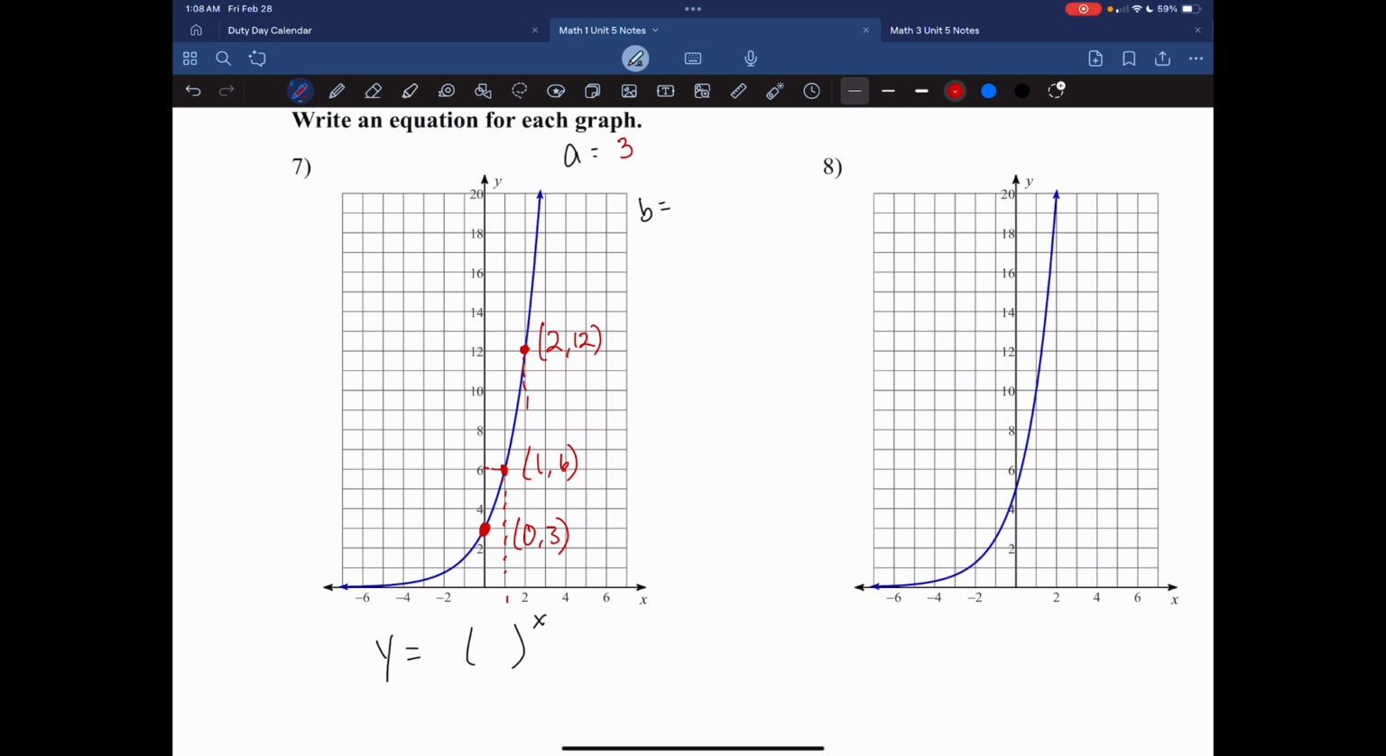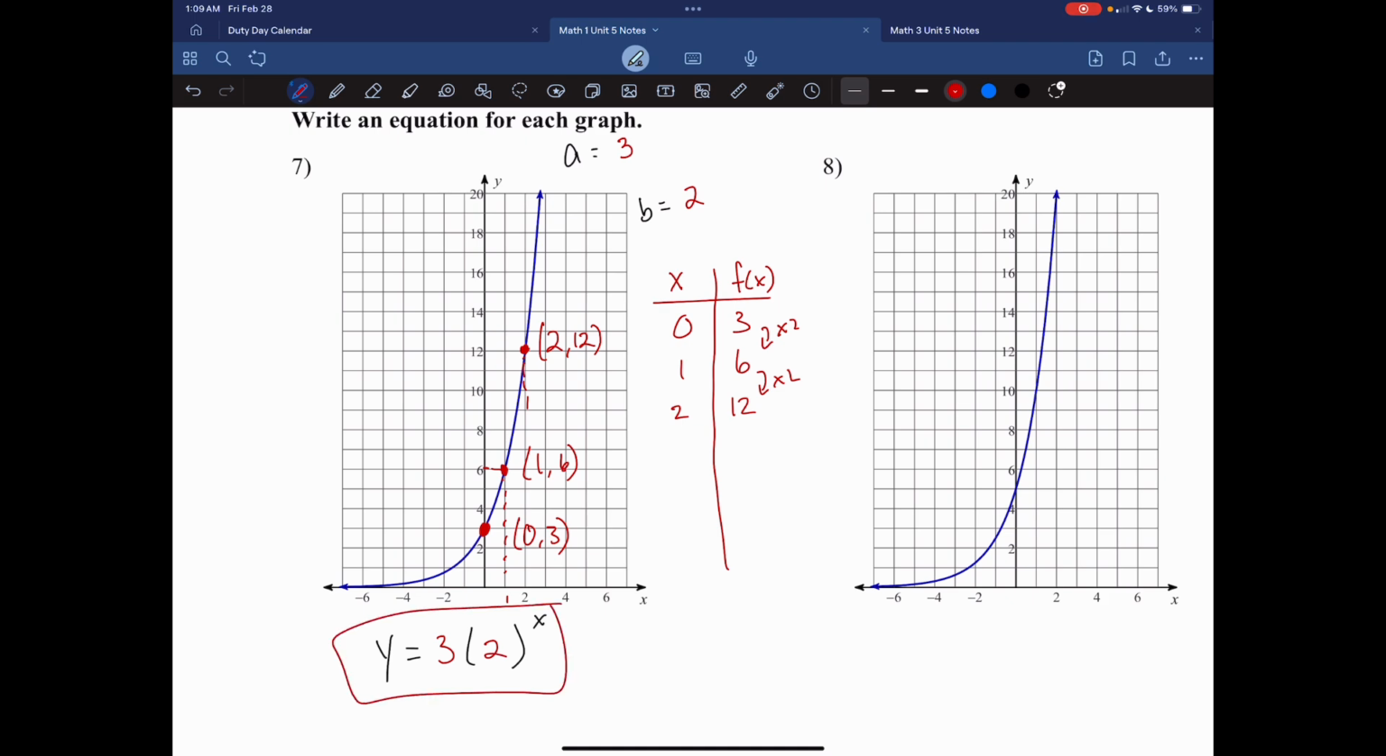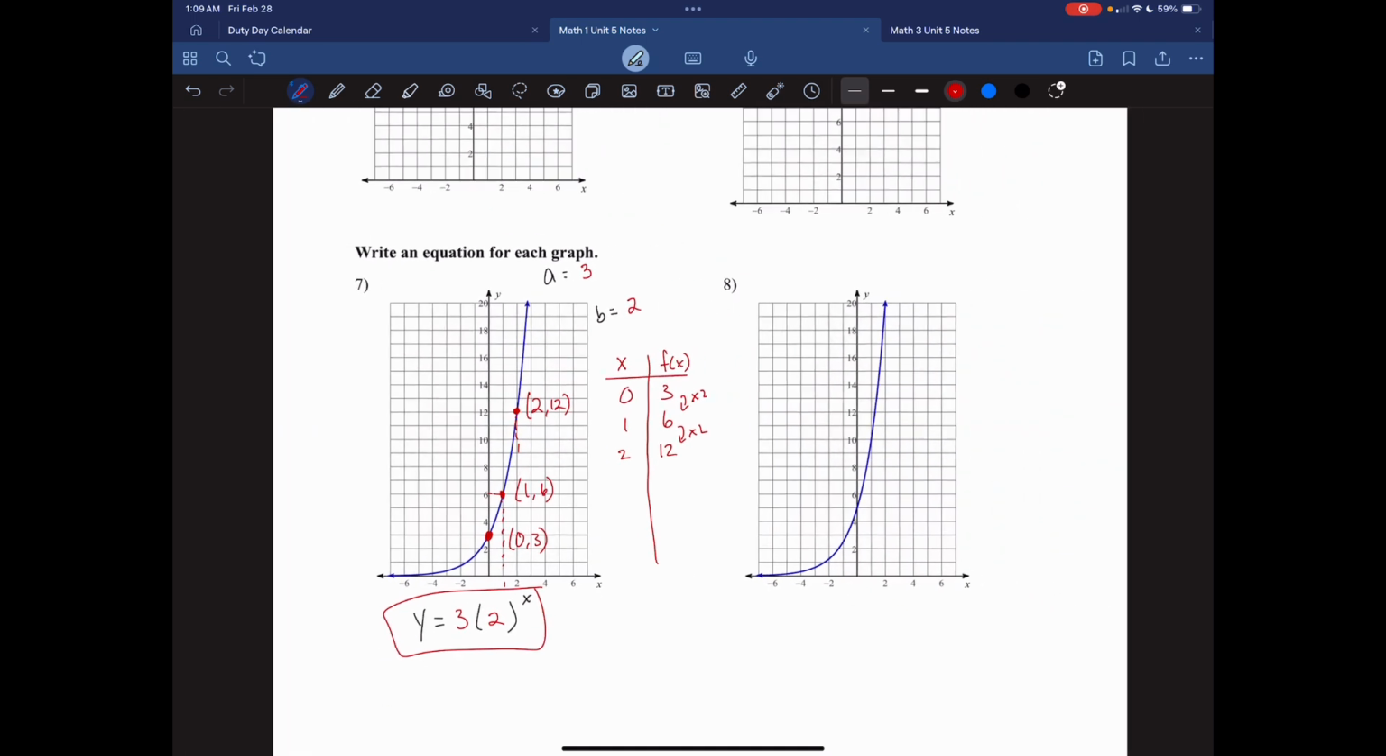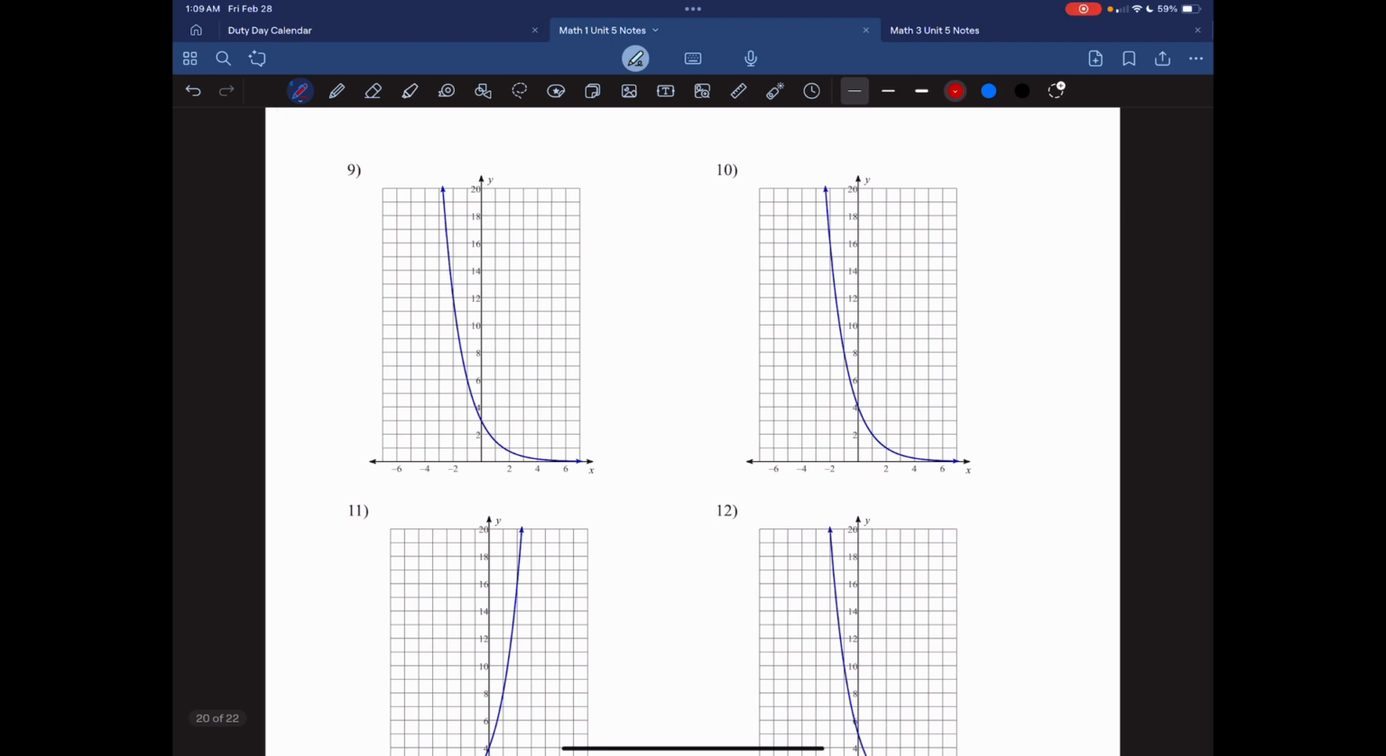So if I did a quick table, just using those points that I know from my graph, as I'm increasing, I am multiplying by 2. So my common ratio would be 2. So my graph overall is going to look something like this, where we do 3 times 2 to the x. Okay, that's number 7. If you're going to flip over to, let's do number 9.